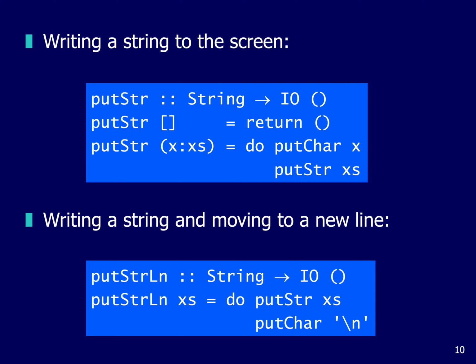So the third example here is sometimes we want to write a string onto the screen and then move to a new line. So this is a simple way of doing this, which again is built into the standard library. So putStrLn simply takes an input string xs, prints it on the screen, and then prints a newline character to move on to the next line.